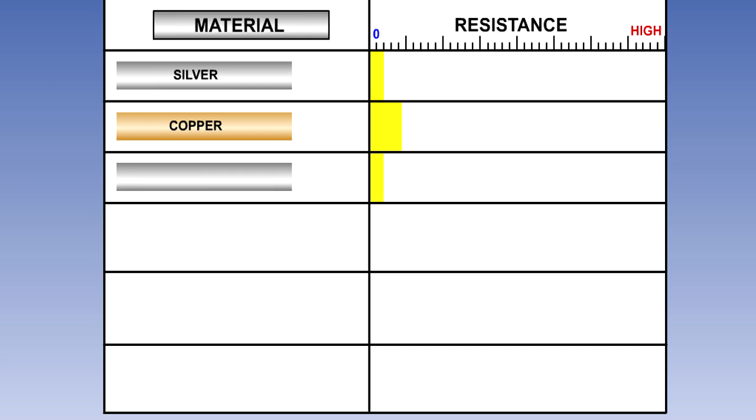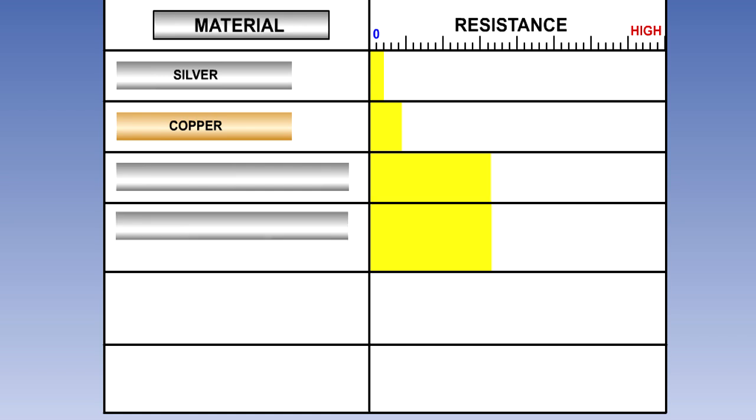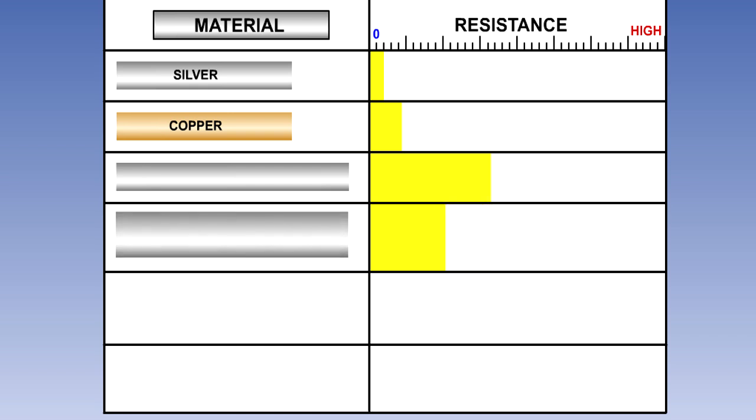The resistance of a material varies directly with its length. The longer a material is, the greater will be its resistance to current flow. The resistance of a material varies inversely with its cross-sectional area. The thicker the material is, the smaller will be its resistance.